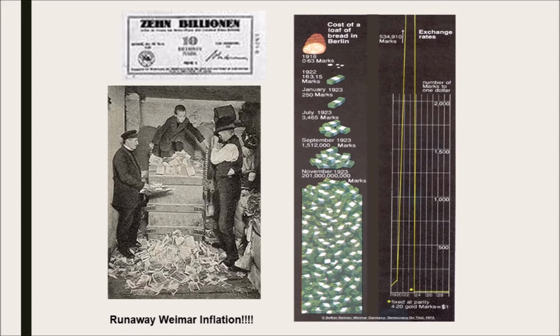$163.15. Yikes. January 1923, it was $250. July, $3,465 for a loaf of bread. Okay, look at this. September 1923, $1,512,000 for a loaf of bread, and then look at the bottom. I mean, this is crazy. Crazy by November 1923.